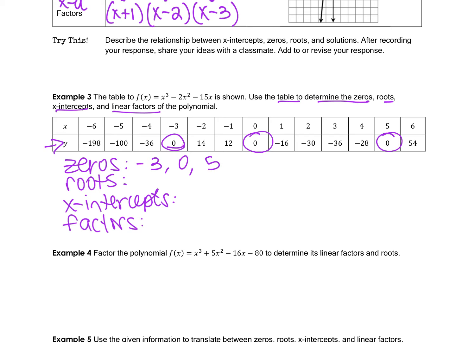Roots are the same exact thing. X-intercepts are the same thing, but they look different. We're just writing it as an ordered pair.